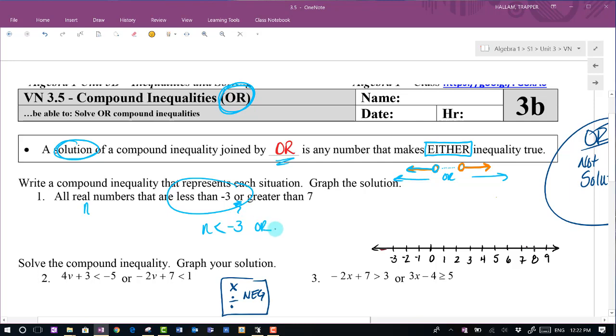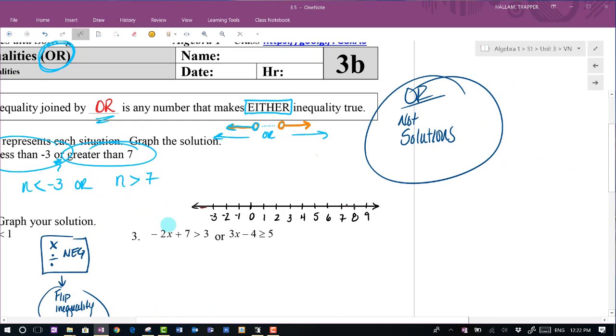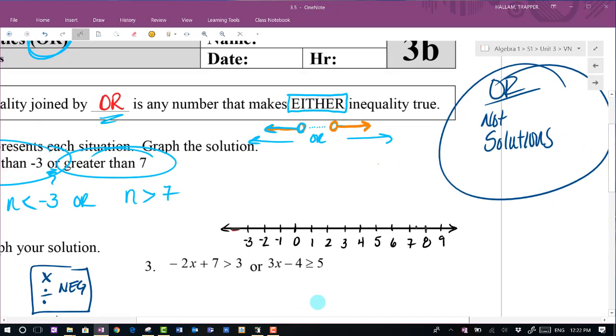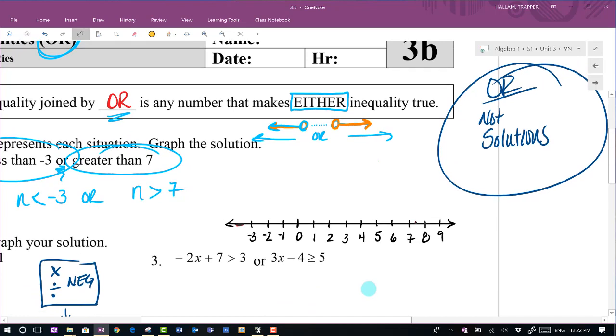I'm going to put an OR down in between because we need to write that so that it's very clear that this is an OR compound inequality. So now let's write the right side of the inequality. It says or greater than, so let's put n is greater than 7, right? So the solutions are greater than 7 or less than -3. Hopefully you're starting to visualize that a little bit, and you can see that it should be not overlapping.